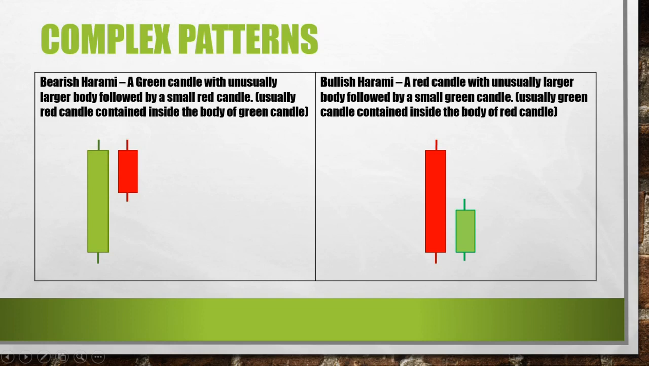Usually the green candle is contained inside the body of the red candle. This pattern, bullish harami, is the opposite pattern of bearish harami. You can see that in this picture too. And if this type of candlestick is formed, it means that the market tends to go in the bullish direction.